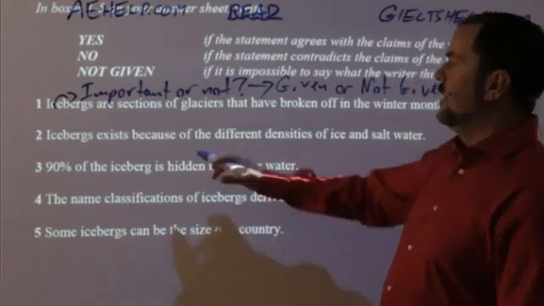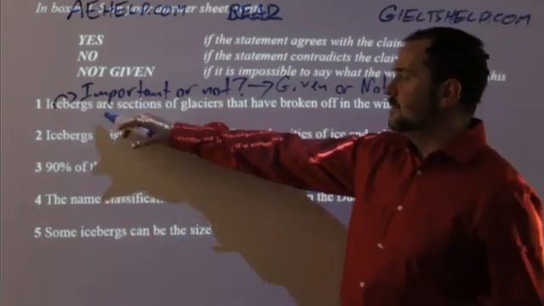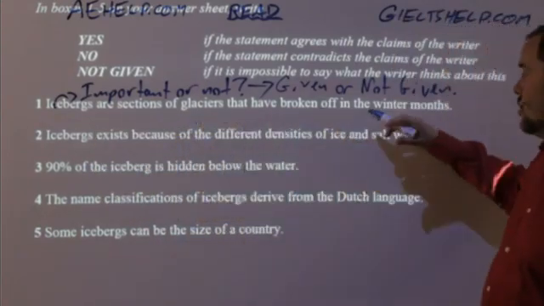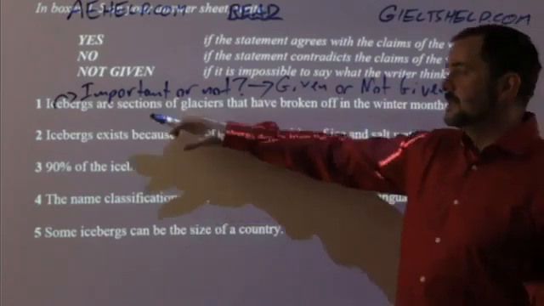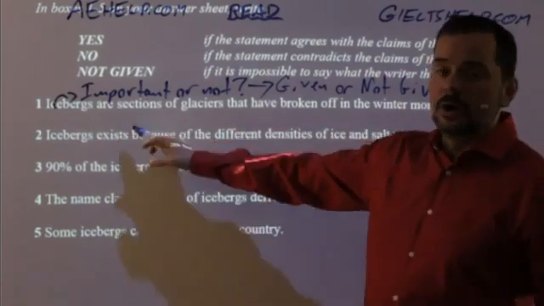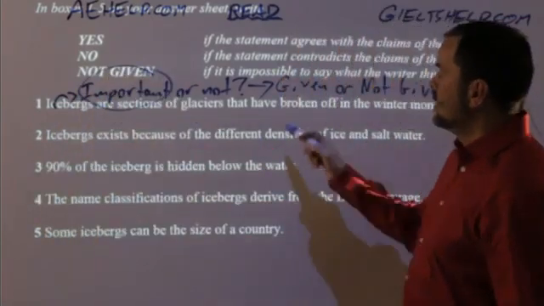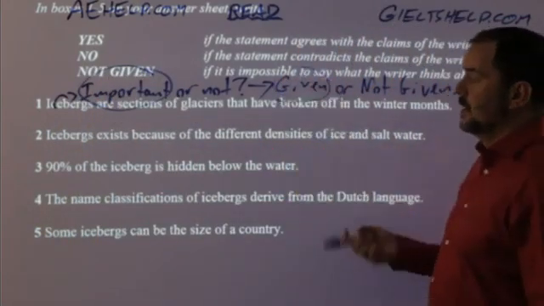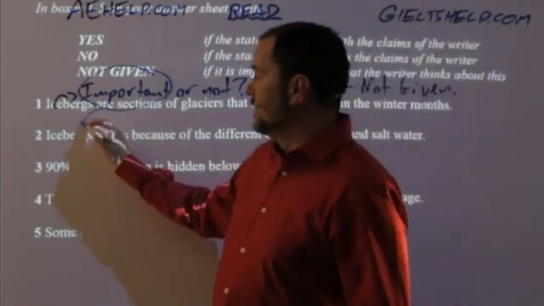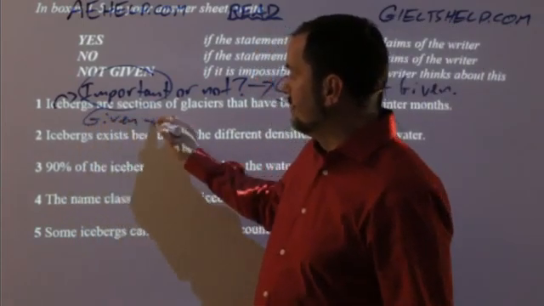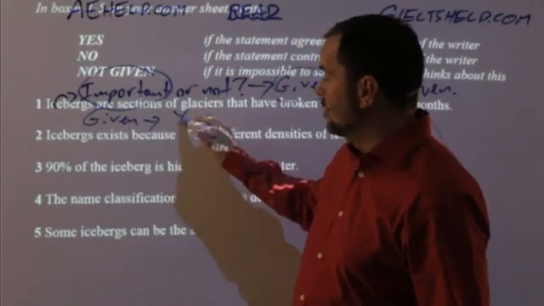So here, the question says, icebergs are sections of glaciers that have broken off in the winter months. So this is telling us what icebergs are. Clearly that is important for the passage. So that tells me that it's given. So now that I know that it's given, I can figure out if it's yes or no.